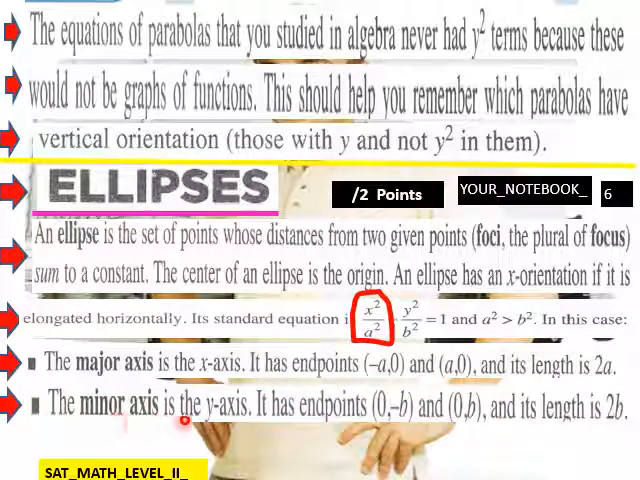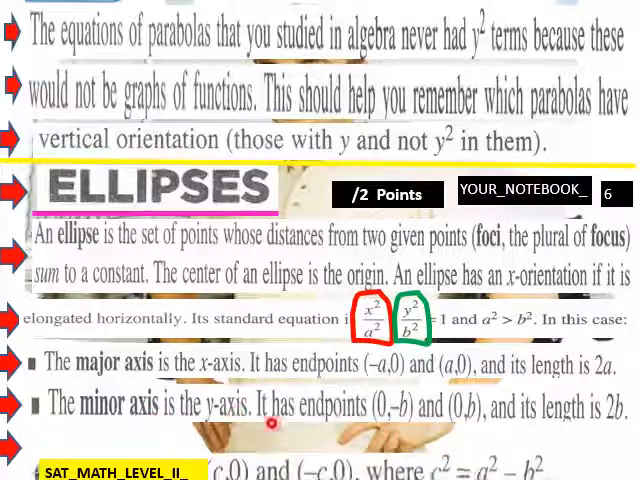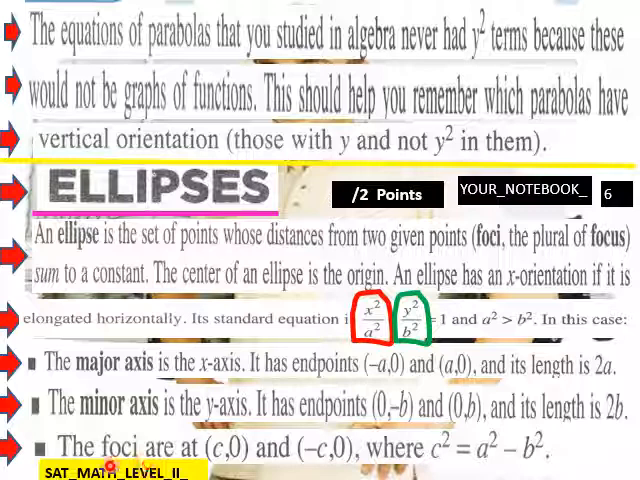The minor axis is the y-axis. In this situation up here, it has endpoints 0, negative b, and 0, b, and its length is 2b. For this situation, this is your minor axis. Your y squared is over your b squared, so that would mean that it is the minor axis. The foci are at c, 0 and negative c, 0, where c squared equals a squared minus b squared.